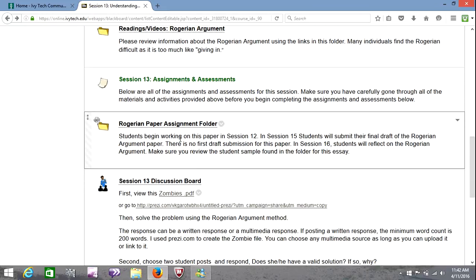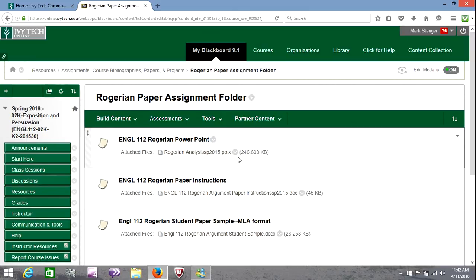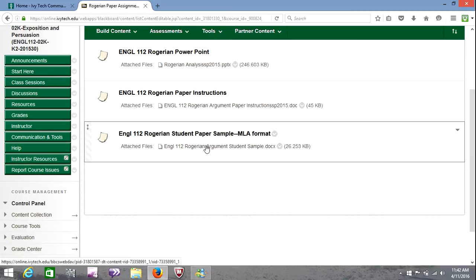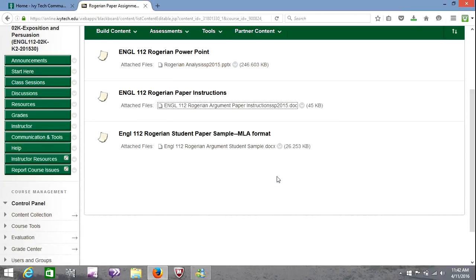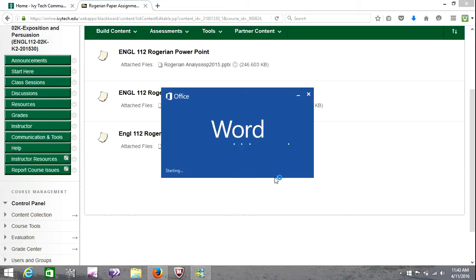Notice in the assignment folder, you're going to begin, or you did begin working on this in session 12 last week. In session 15, you will submit your final draft, but you are not turning in a first draft in this particular assignment. And in the final session, we will reflect upon what we did for this essay. So let's go ahead and open that assignment folder. This will look pretty familiar to you, with the exception of turning in a first draft. I'm not going to open the PowerPoint. You can if you'd like. And I discussed the sample paper in the last video, so I won't repeat that as well. I did mention some of what I'm going to cover on the paper instructions in the session 12 video, but let's hit a couple of highlights while we're here.